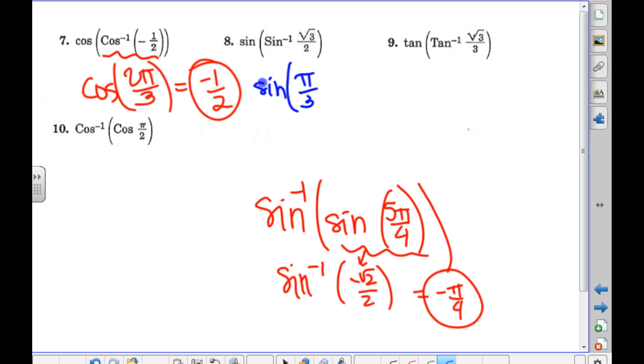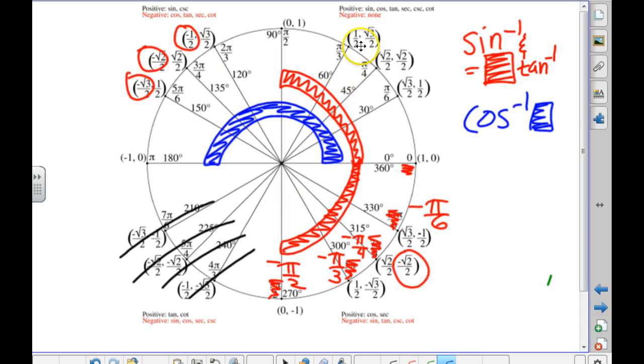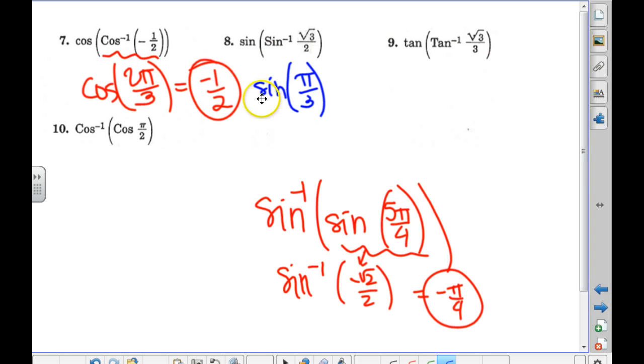Guys, no. Where is the sine square root of 3 over 2? At pi over 3. Okay. Am I wrong? No, you're right. Just don't listen to Eric, because he's not listening to these things. The sine is square root of 3 over 2, okay? So what is the sine at pi over 3? Square root of 3 over 2.